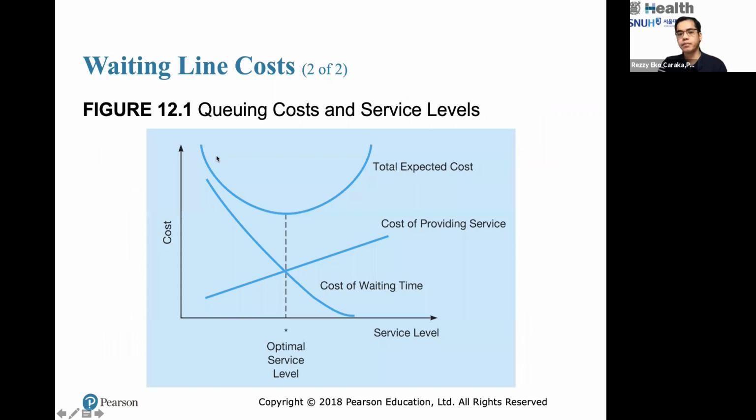So this is our diagram here. We have information about the cost, the optimal service level, and the service level. We can see the total expected cost, the cost of providing service, and the cost of waiting time. We have to minimize the cost of waiting time and minimize the cost of providing service, so we minimize the total expected cost. So we can get the optimal service level with this criteria.